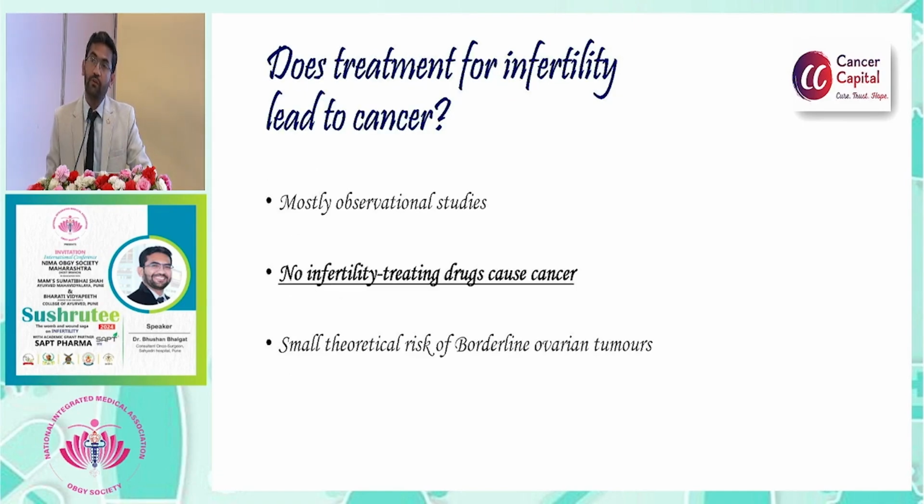Does treatment for infertility cause cancer? No, absolutely not. There was a myth that clomiphene citrate, due to repeated ovulation, could cause ovarian cancer. Yes, it was a myth previously. Now we are very sure, after the research done through the years, there are multiple Danish studies which show that no infertility drug directly causes cancer. So it is totally safe regarding cancer to give infertility treatment. But yes, there is a small theoretical risk of borderline ovarian tumors, but they are very indolent and can be managed safely.